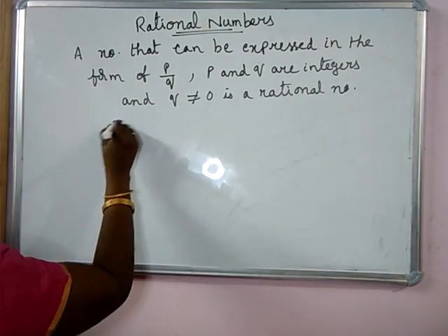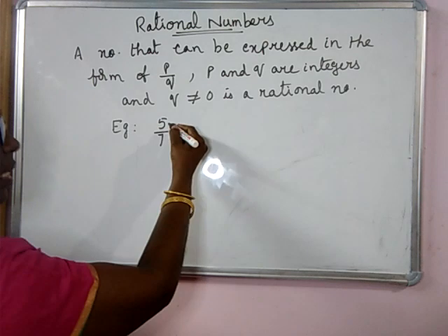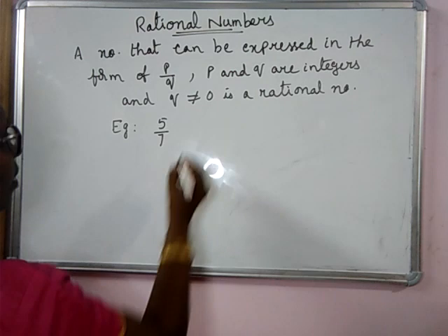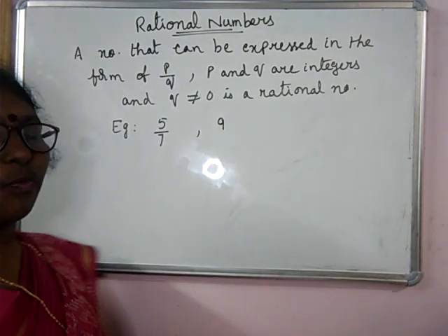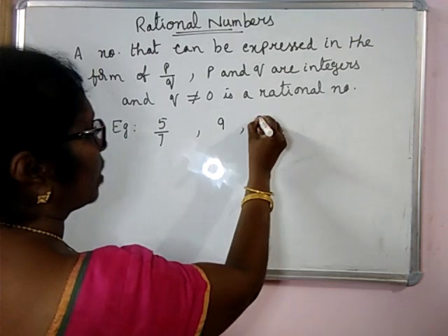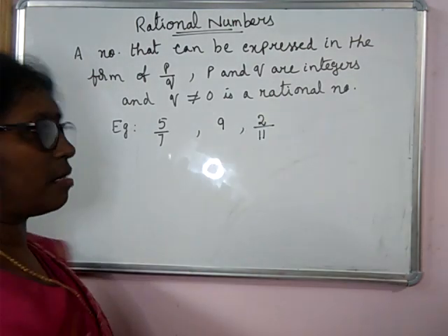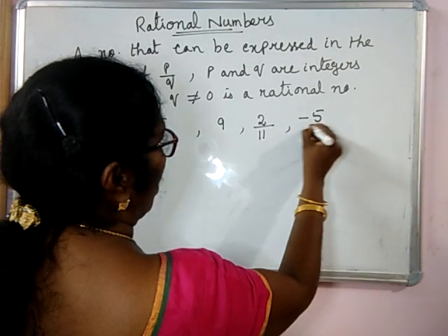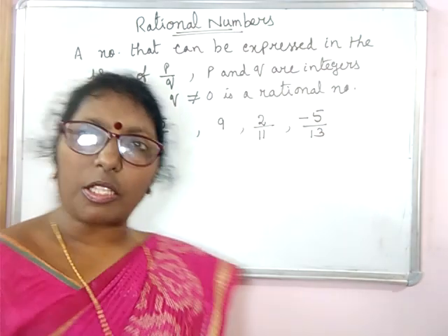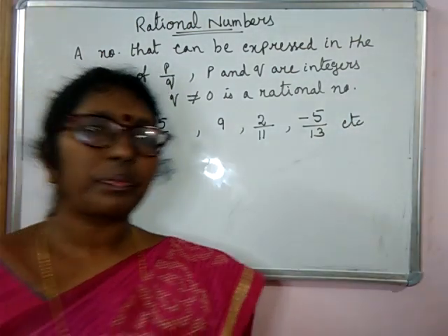Let me give you some examples of rational numbers. 5 by 7. 5 is an integer, 7 is an integer. So 5 by 7 is a rational number. 9. When I give only 9, the meaning of 9 is 9 by 1. Okay? 2 by 11. Both are integers. Minus 5 by 13. Minus 5 is an integer. 13 is also an integer. All these are rational numbers.